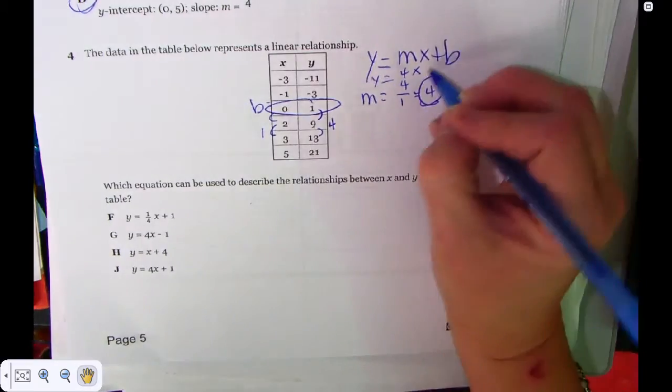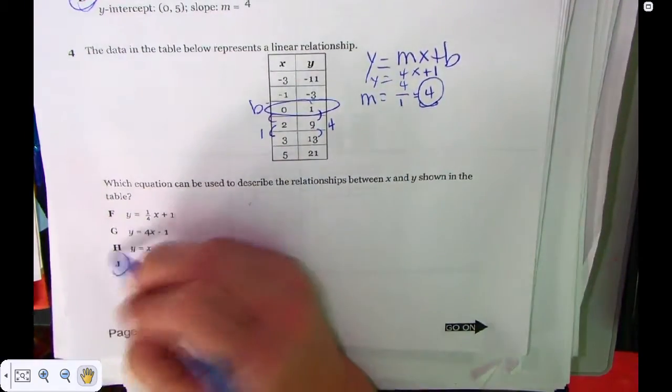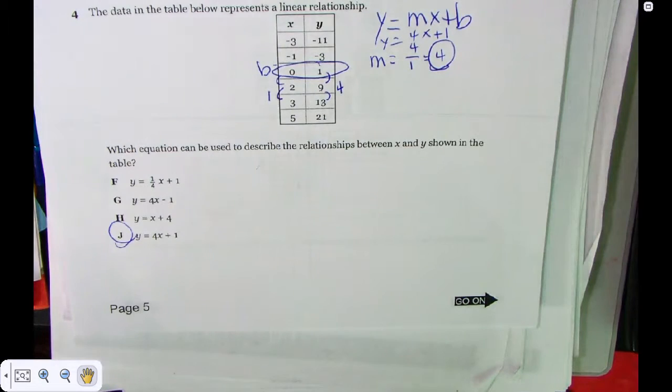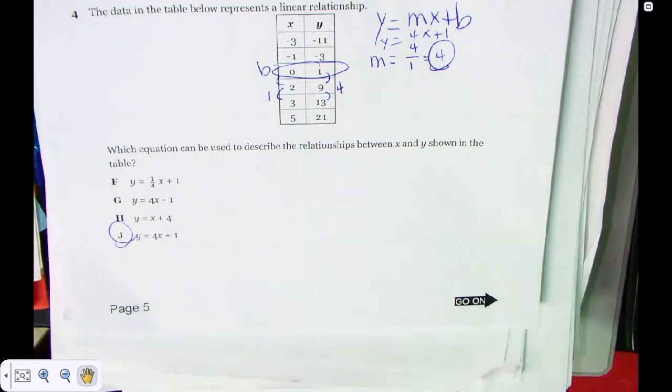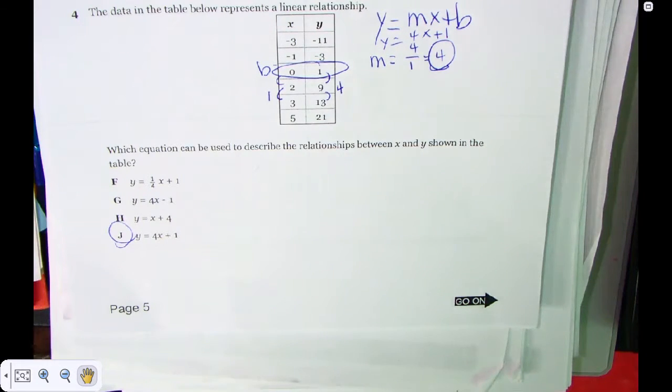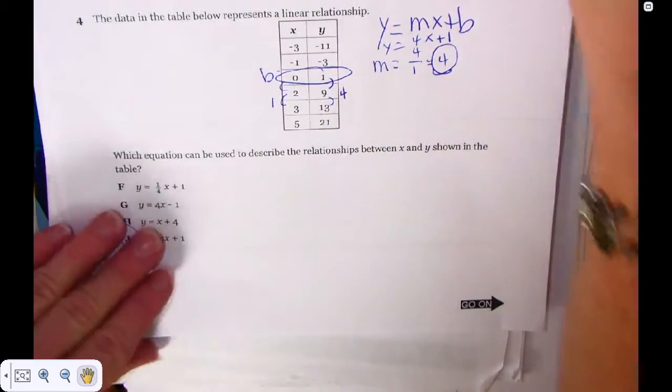plus 1. How can I go check to make sure J is my right answer? What can I do? Get your calculator ready. What can I do to check? Plug in some x's. Let's plug in -3 first. Let's do 4 times -3 plus 1. Awesome. Now let's do 4 times 5 plus 1. We know we're right. We got to learn to check stuff.